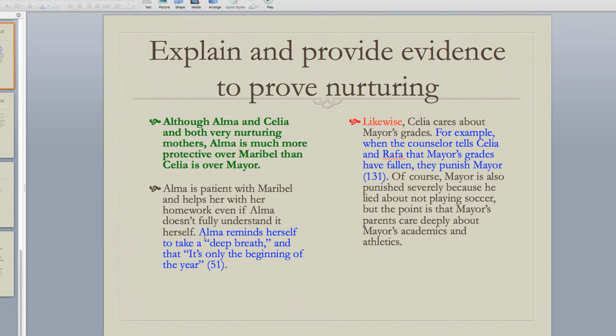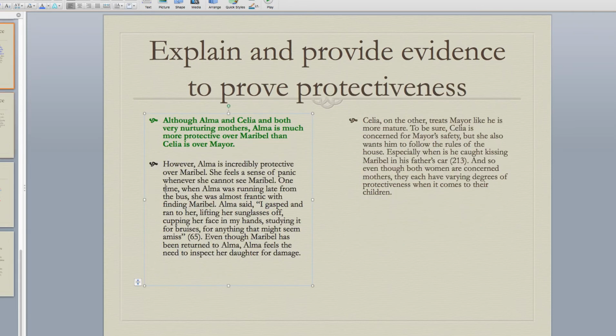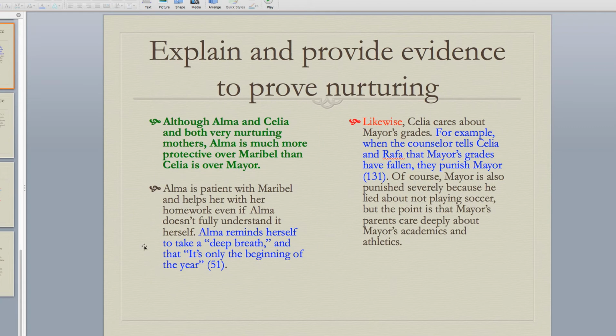So I wrote here, Alma is patient with Maribel and helps her with her homework even if Alma doesn't fully understand it herself. Alma reminds herself to, quote, take a deep breath, take a deep breath, and that it's only the beginning of the year. This comes from the moment when Alma is trying to be really patient with Maribel and help her with her homework. And you can see how I quoted that. Here's the page number, and then there's a period on the outside of that.